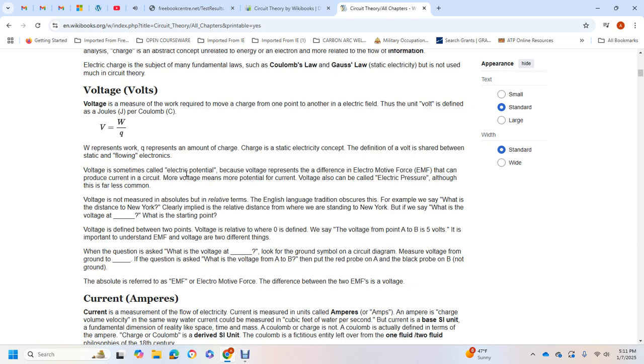It is important to understand that electromotive force and voltage are 2 different things. If the question is asked, what is the voltage of blank, look for the ground symbol in the circuit diagram and measure the voltage from the ground to blank. If the question is asked, what is the voltage from A to B, then put the red probe on A and the black probe on B, and not on ground. Absolute voltage is referred to as electromotive force, EMF. The difference between electromotive forces is voltage.